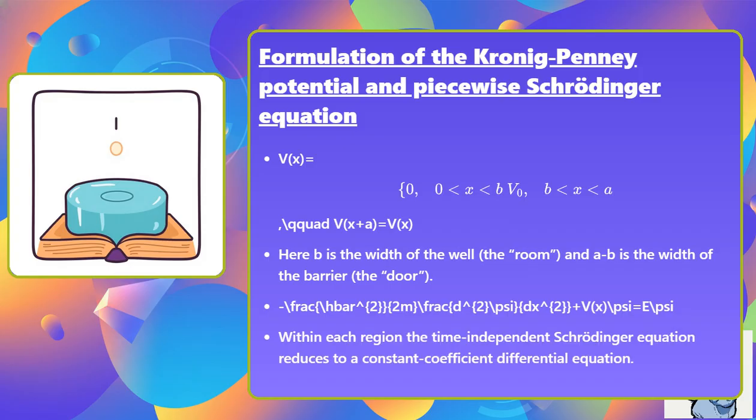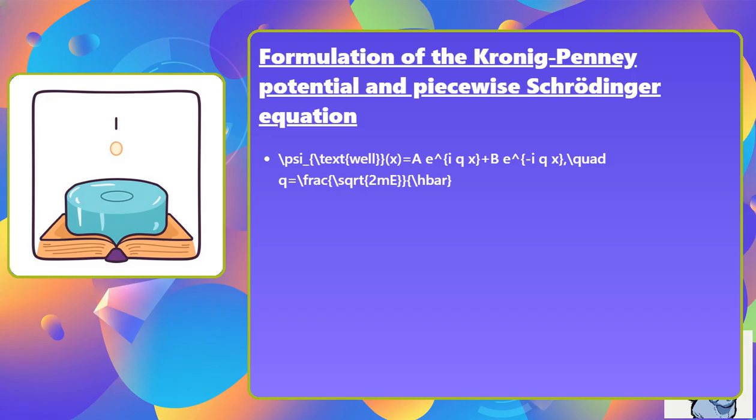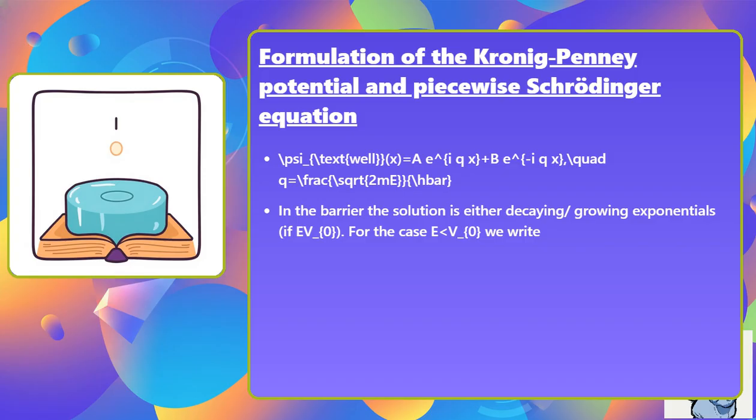Within each region, the time-independent Schrödinger equation reduces to a constant coefficient differential equation. ψ_well(x) equals A times e^(iqx) plus B times e^(-iqx), and q equals the square root of 2mE divided by ħ. In the barrier, the solution is either decaying or growing exponentials if E is less than V_0, or oscillatory if E is greater than V_0.